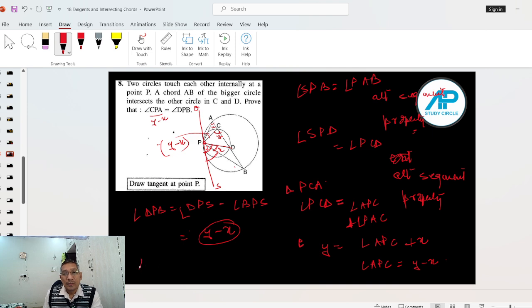So CPA is equal to angle DPB. It is as simple as that. These questions are very easy if you keep applying the properties in such questions. There is a thing we need to do with these questions easily, right? I hope you understand the question.